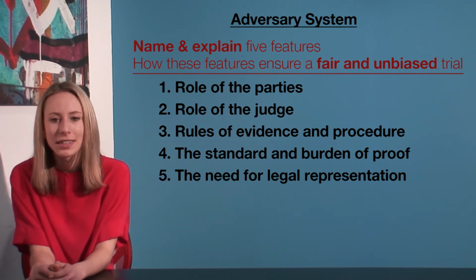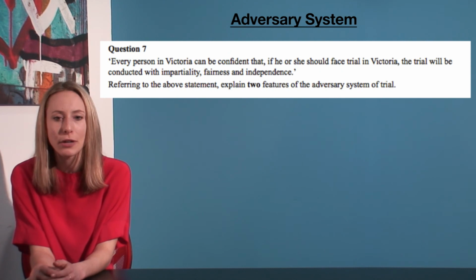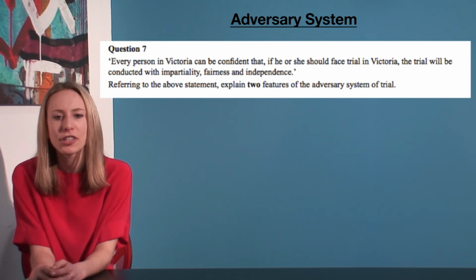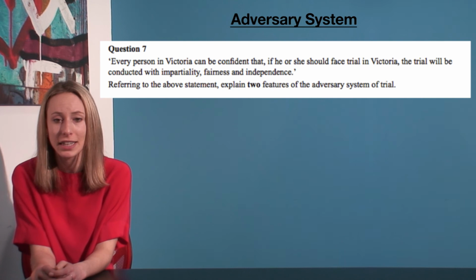That's the content, and it is pretty vital to remember, but you also need to practice applying it to the questions. In the 2012 exam, students got this 4-mark question. Every person in Victoria can be confident that, if he or she should face trial in Victoria, the trial will be conducted with impartiality, fairness, and independence. Referring to the above statement, explain 2 features of the adversary system of trial.